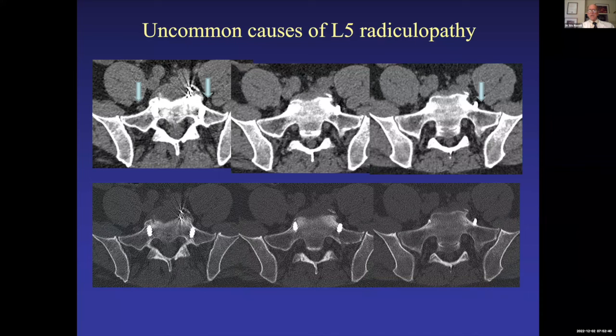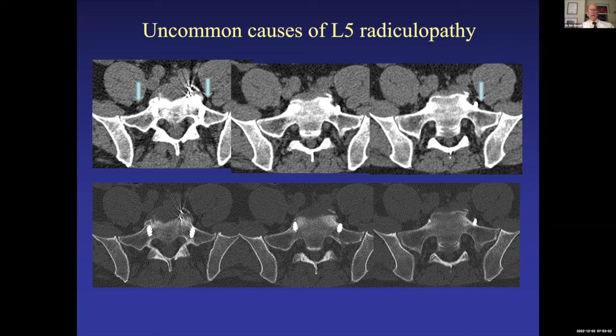Okay, an odd case, L5 radiculopathy in a patient who had back surgery. Which side is the nerve root affected? For quite a while, I didn't realize that the L5 root travels out of the foramen at L5-S1 and goes anterior to the sacrum.